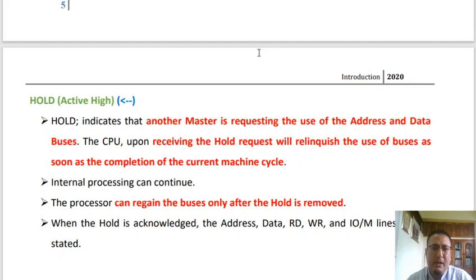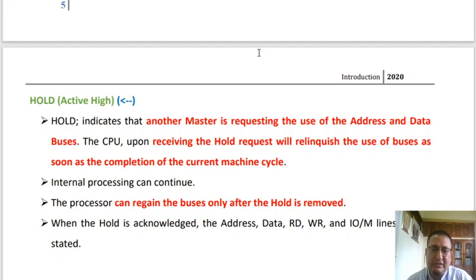Now hold. Hold is an active high signal that indicates that another master is requesting the use of the system buses. Again, I'll repeat it. Hold is an active high signal which indicates that there is another master requesting the use of the address and data buses. Whenever the microprocessor receives a hold request, it will relinquish the use of the buses as soon as the current machine cycle is completed.